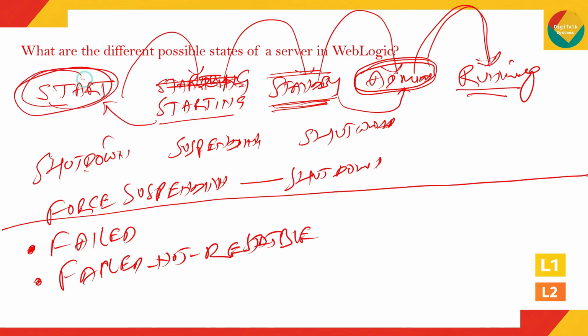Whenever you start your server, you will see these different states in your logs, or in the console as well. If you refresh the screen, you will see starting, then it will go to standby, then it will go to admin state, and then it will come to the running state.